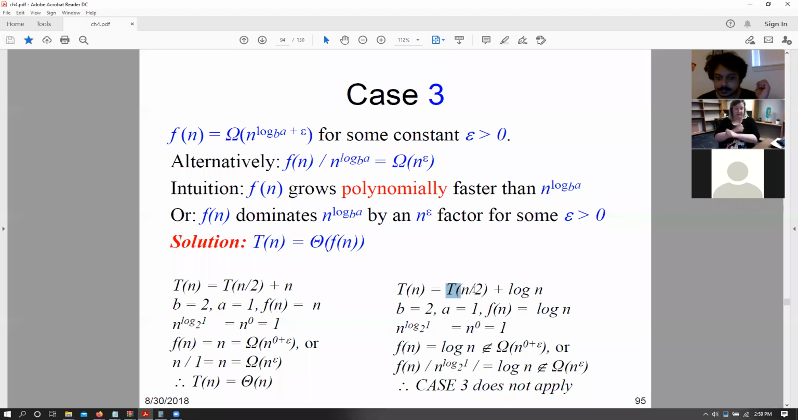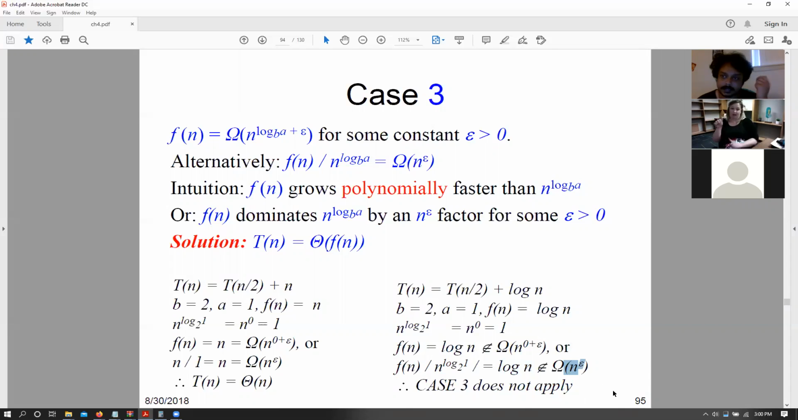In this particular case here, where case 3 does not apply, we have T(n/2) plus log n. B equals 2, A equals 1, f of n is log of n. Then again, we have n raised to the power of 0, the same thing, we have 1. And now, using the same particular case here, we have f of n compared to n raised to log base 2 of 1, or essentially 1. So log n is not equivalent to, again, big omega of n raised to the power of epsilon. So again, case 3 does not apply.